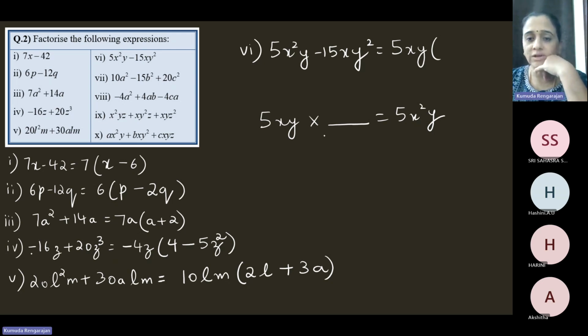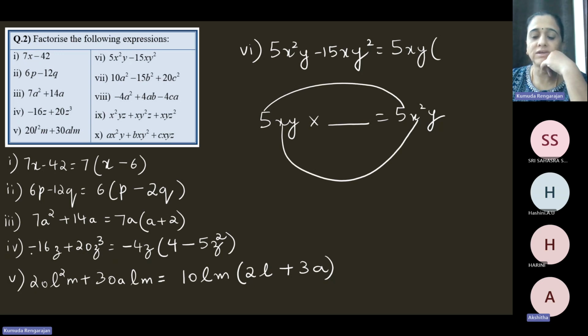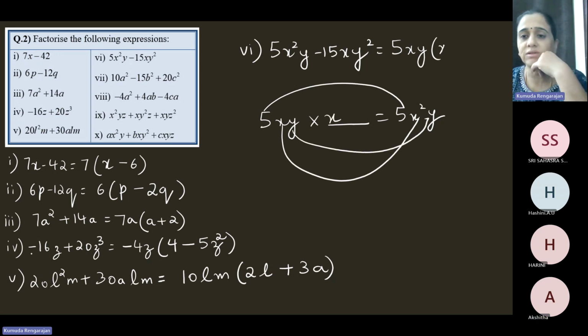5xy is common. 5xy into what will give you the first term, 5x squared y? 5 into 1 is 5. So why do you write 5? If you write 5 again, it will become 25. 5 you already have. X, but here it is x squared, so you should write x here. Y, so only x will come inside the bracket.